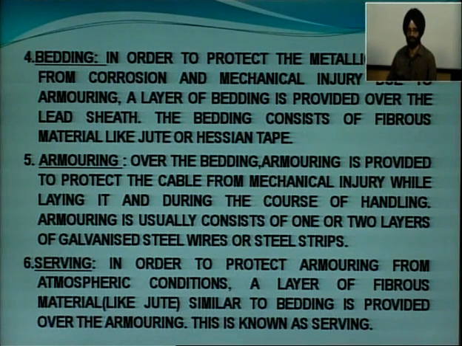It is a metallic cover provided while laying in the ground and during the course of handling. Armoring usually consists of one or two layers of galvanized steel wires or steel strips. So steel wires or steel strips we can use for the purpose of armoring. Then the last layer is of serving.